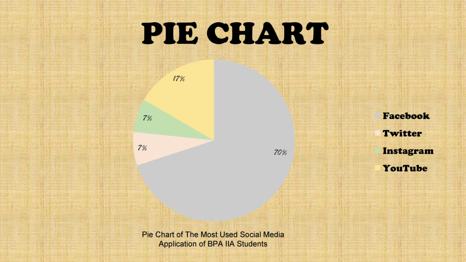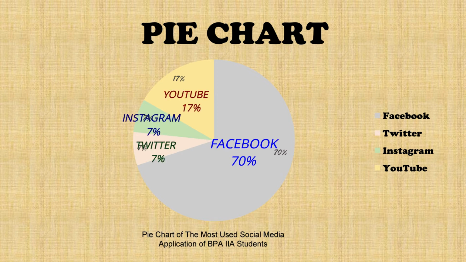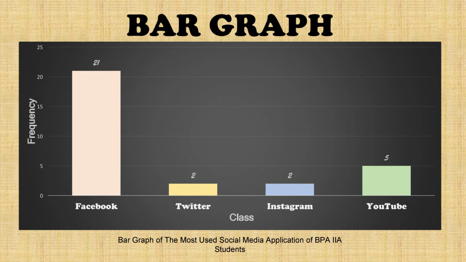A pie chart or circle chart is a circular statistical graphic which is divided into slices to illustrate numerical proportion. Since Facebook has the highest percentage, it comprises 17% of the chart, followed by YouTube with 17%, Instagram and Twitter with 7%. While in the bar graph, we will use the frequency of each class.